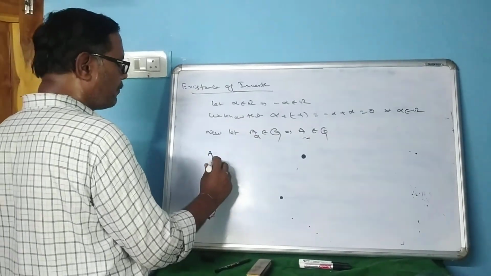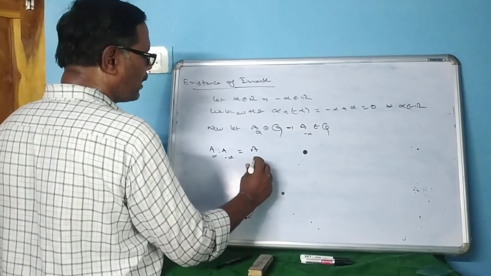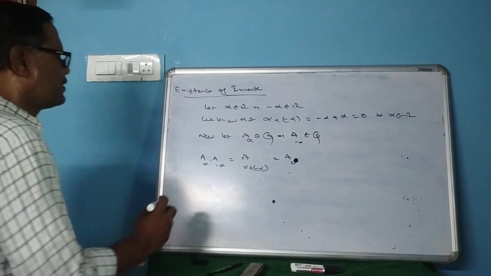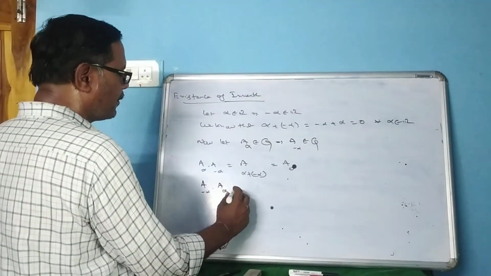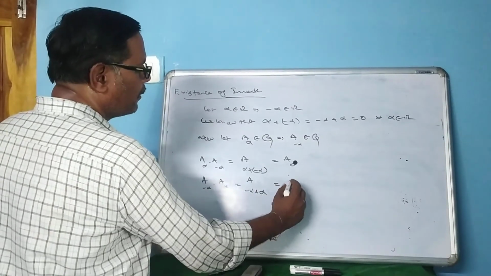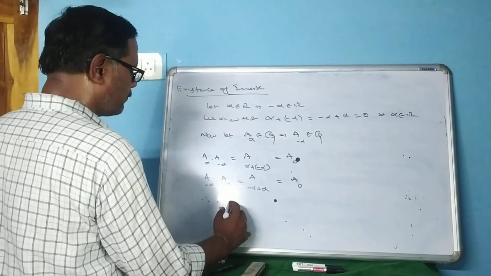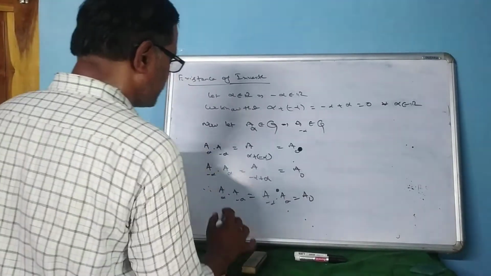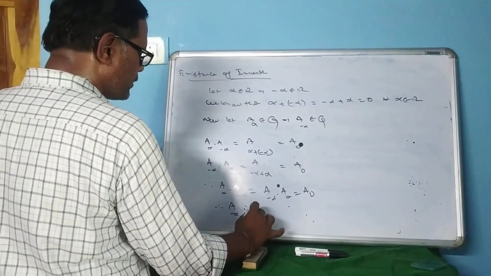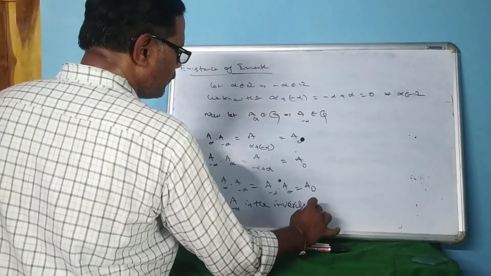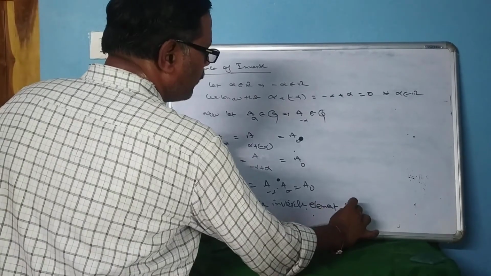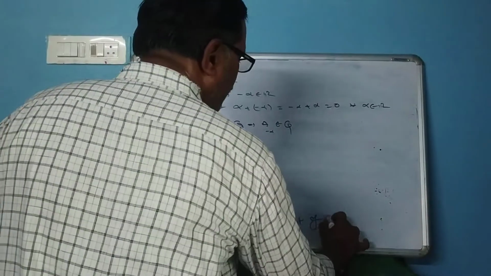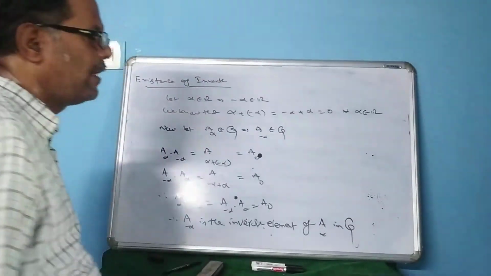What is A alpha into A minus alpha? This is A alpha plus minus alpha. This is A0. Similarly, A minus alpha into A alpha is equal to A minus alpha plus alpha. This is A0. Therefore, A alpha into A minus alpha is equal to A minus alpha into A alpha is equal to A0. Therefore, A minus alpha is the inverse element of A alpha in G with respect to matrix multiplication.